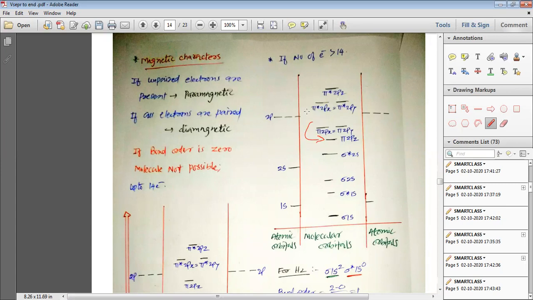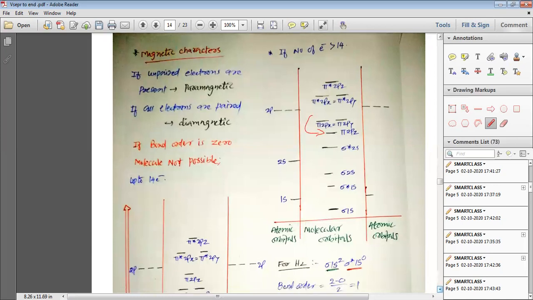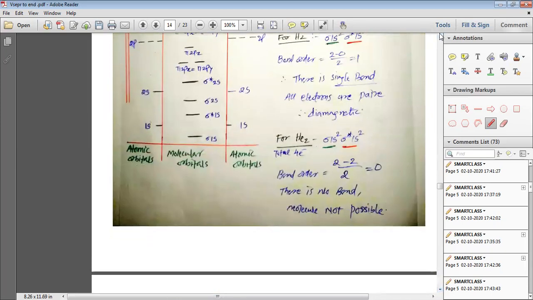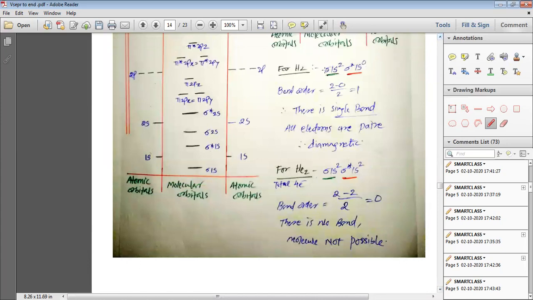So let us understand the increasing order of energy for the molecular orbitals: sigma 1s, sigma star 1s, sigma 2s, sigma star 2s, pi 2pz, pi 2px equal to pi 2py, pi star 2px equal to pi star 2py, and pi star 2pz. So this is the basic or fundamental idea of the molecular orbital theory. And now using the molecular orbital theory, my dear students, we are going to understand the various molecules.